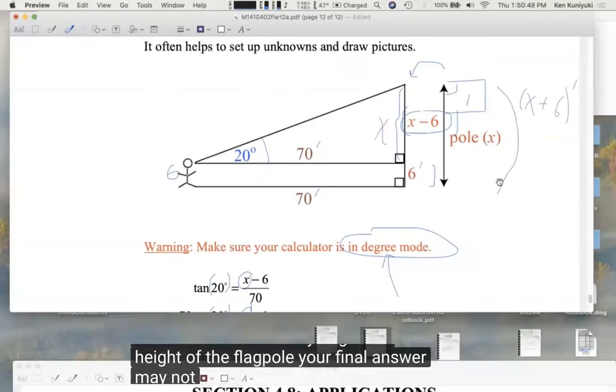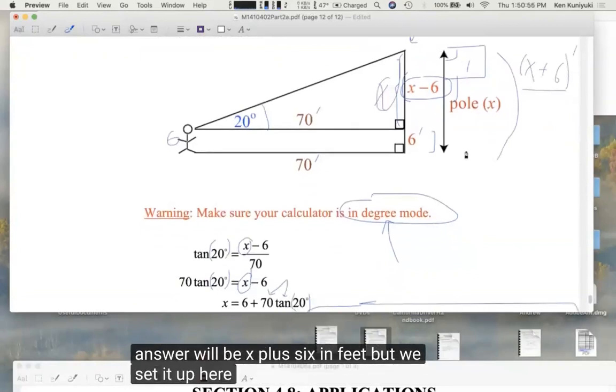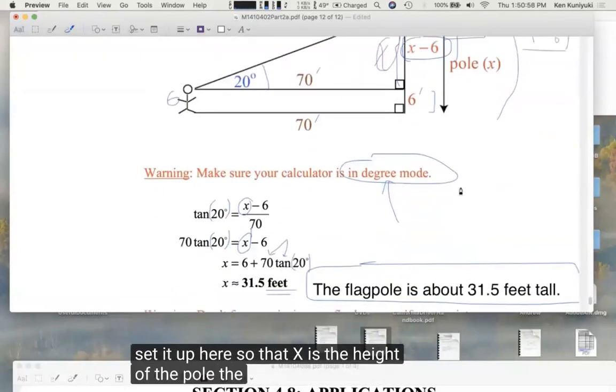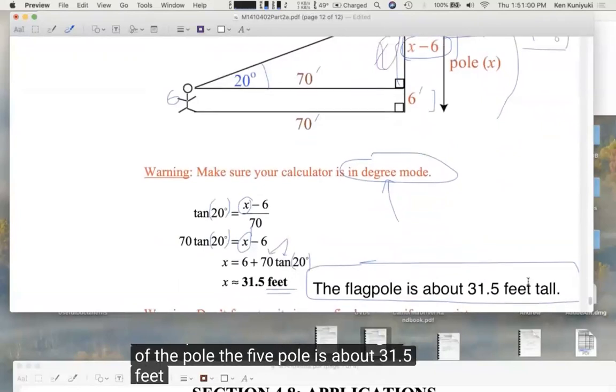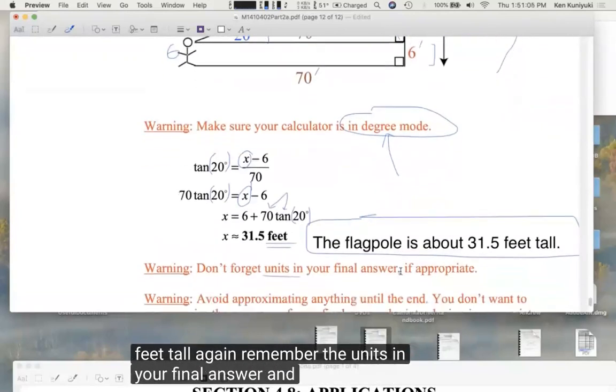Your final answer may not be x. If you make this x, your answer will be x plus 6 in feet. But we set it up here so that x is the height of the pole. The flagpole is about 31.5 feet tall. Again, remember the units in your final answer.